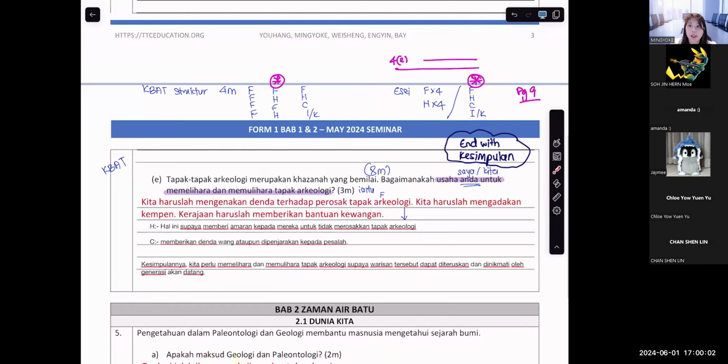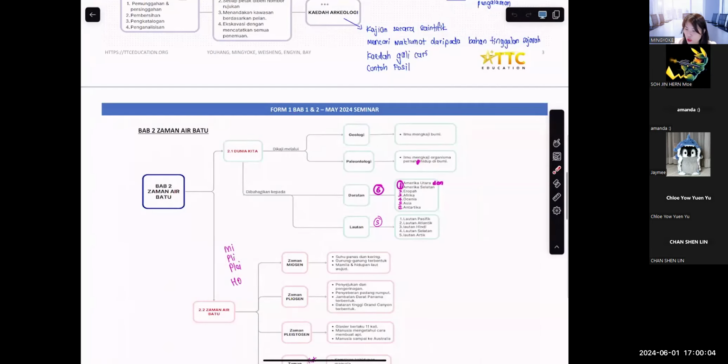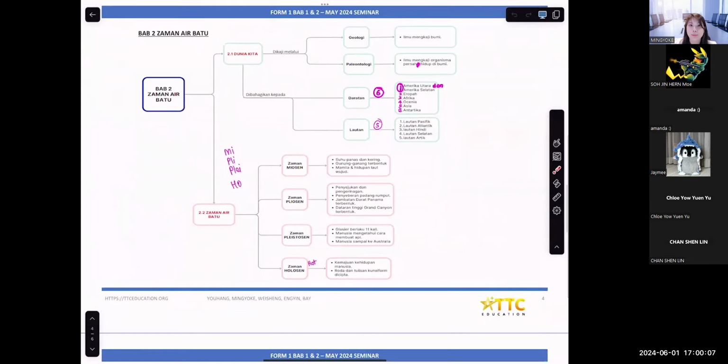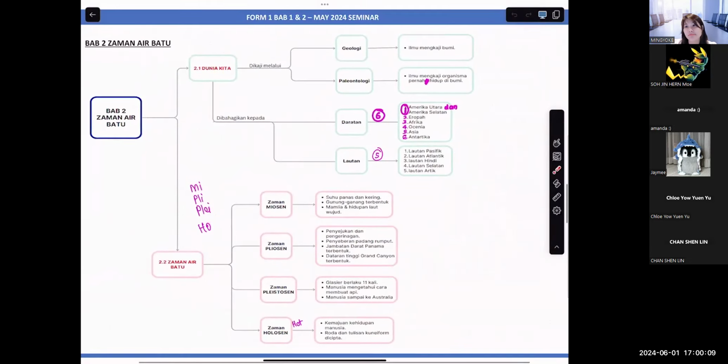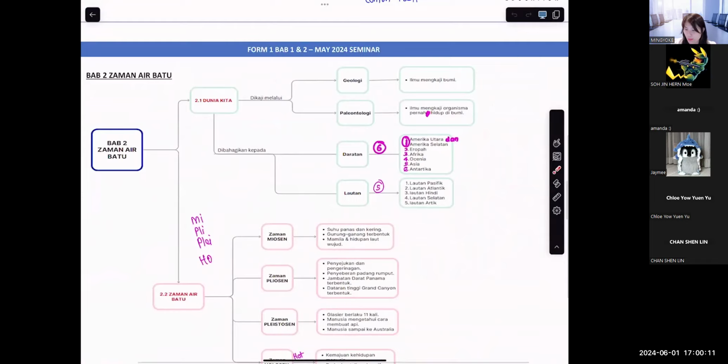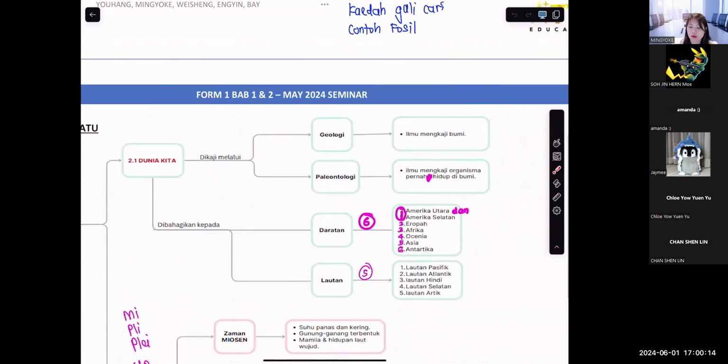Okay, now next. Come back to chapter 2. Go to page 4. According to chapter 2, Ice Age. Very simple. Ice Age, talking about our world. Our world is researched through geology. Geography, our earth. Geology is the knowledge to research our earth. It also refers to paleontology, the knowledge to research living organisms that lived on our earth long ago, like fossils.